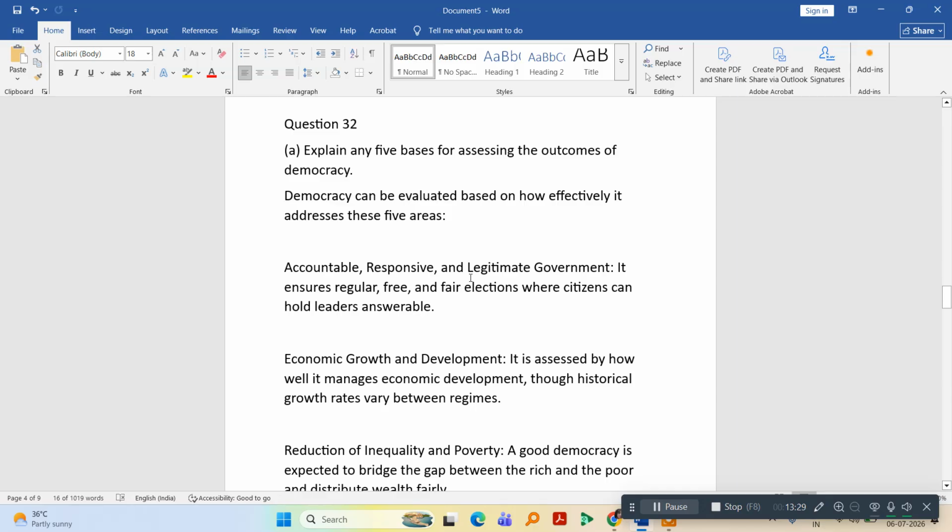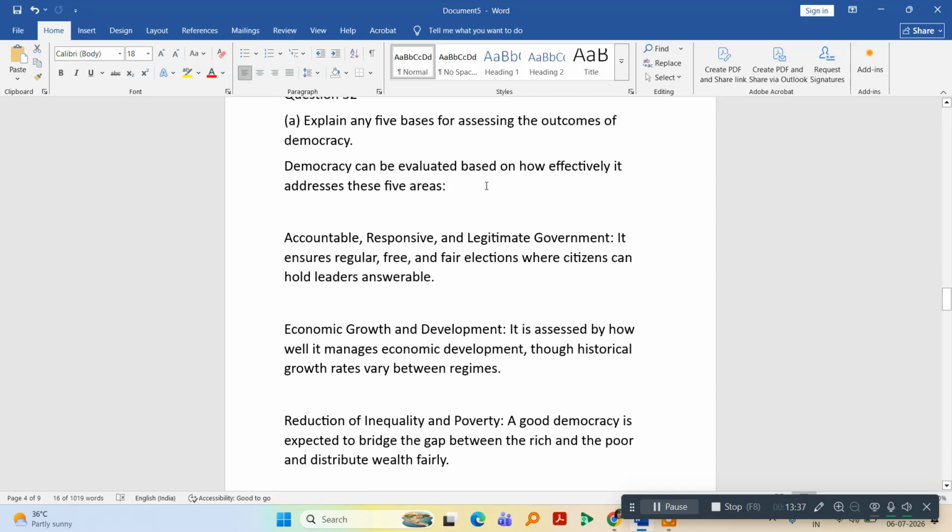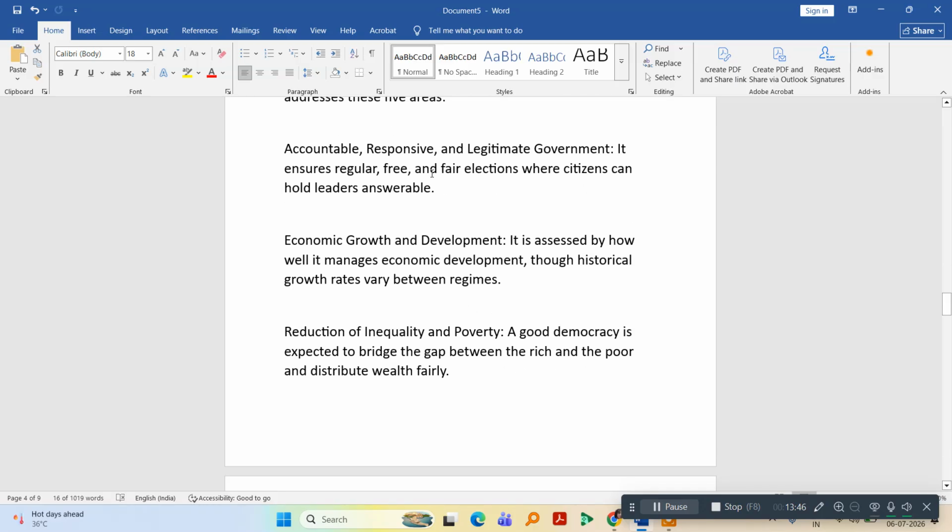So let us explain the 32nd question, Part A. Let us explain the five bases for assessing the outcomes of democracy. Democracy can be evaluated on the basis of how it addresses five areas. Democracy must be an accountable, responsible, and legitimate government. It should ensure regular and free elections where the citizens can hold leaders answerable. There should be regular, free, and fair elections where the citizens can hold leaders answerable.